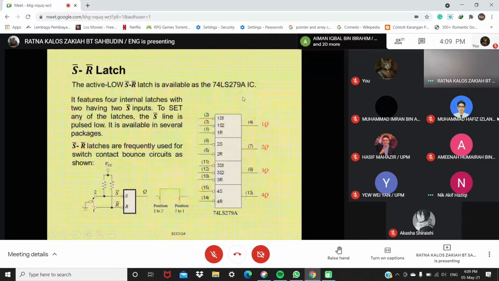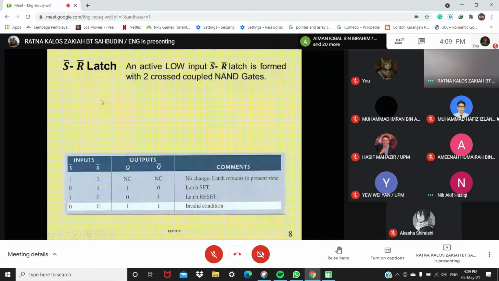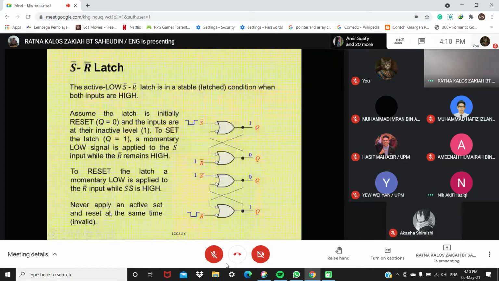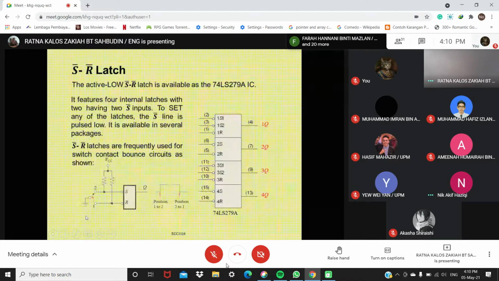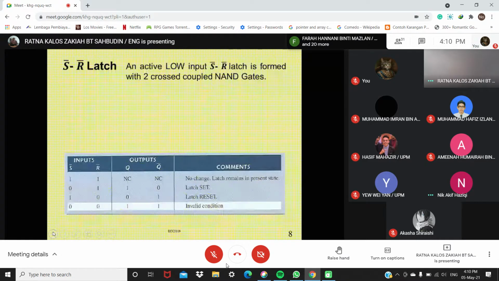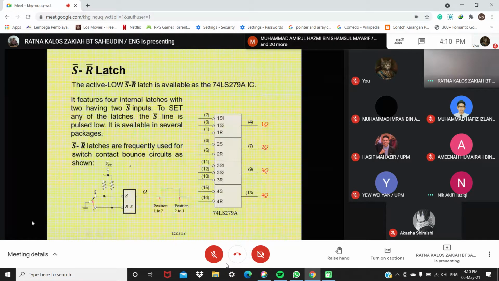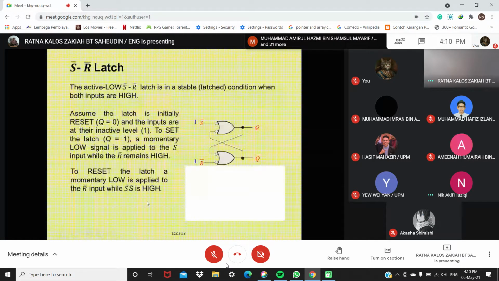Mana pergi hilang? Patutnya ada circuit dia. Sorry, yang hilang, saya tak tahu pergi mana. Okay, it is here, but when I make it bigger, disappear.